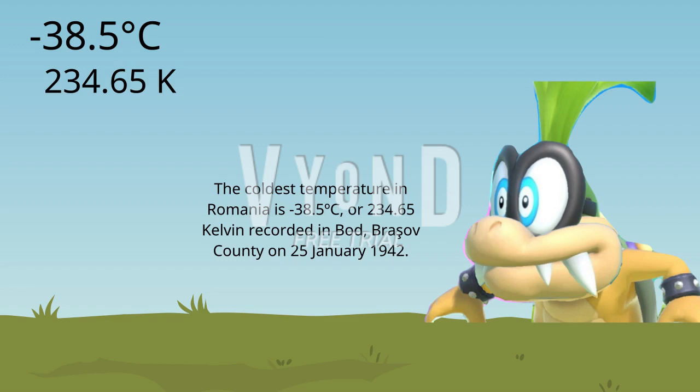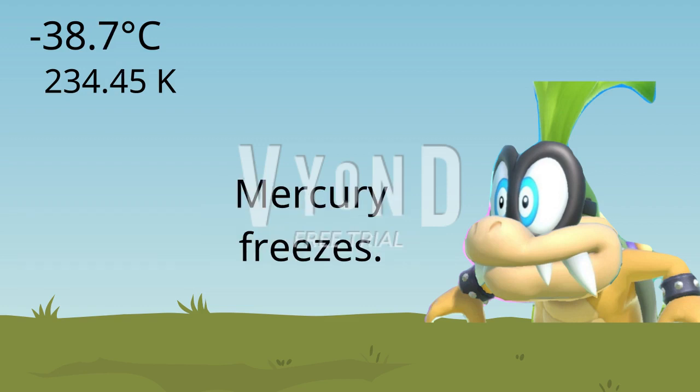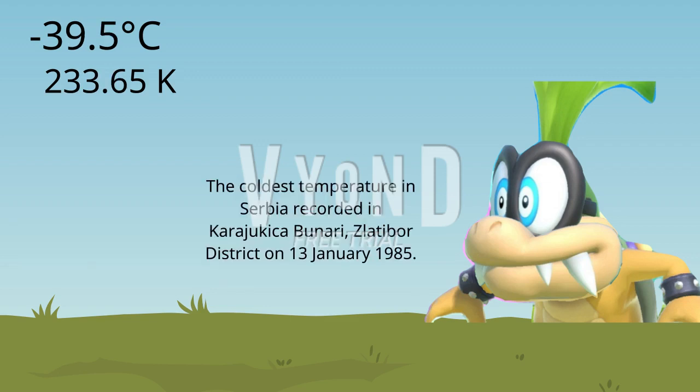The coldest temperature in Romania is -38.5 degrees Celsius, or 234.65 Kelvin, recorded in Bot, Brasov County on the 25th of January 1942. Mercury, at atomic number 80, freezes at -38.7 degrees Celsius, or 234.45 Kelvin. The coldest temperature in Serbia is -39.5 degrees Celsius, or 233.65 Kelvin, recorded in Karađički-Banari, Zlatibor district on the 13th of January 1985.